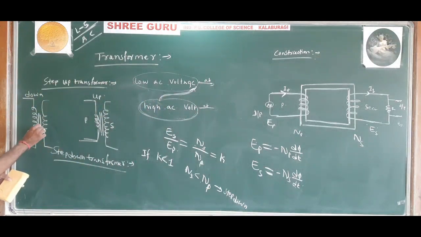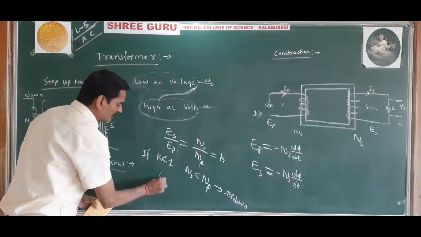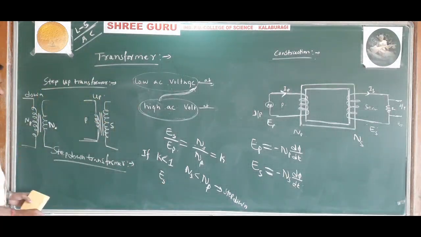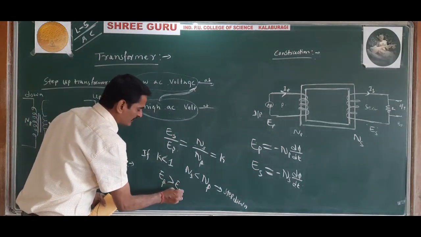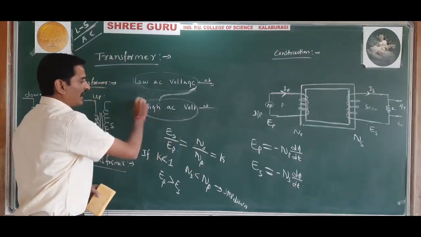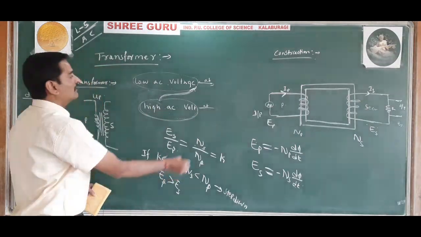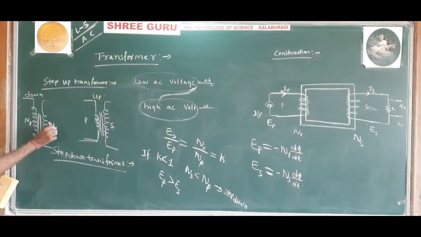The number of turns in the primary coil is greater than the number of turns in the secondary coil. That is, if K is less than 1, then the primary EMF will be greater than the secondary EMF. That is, a high AC voltage is converted into low AC voltage in a step down transformer.